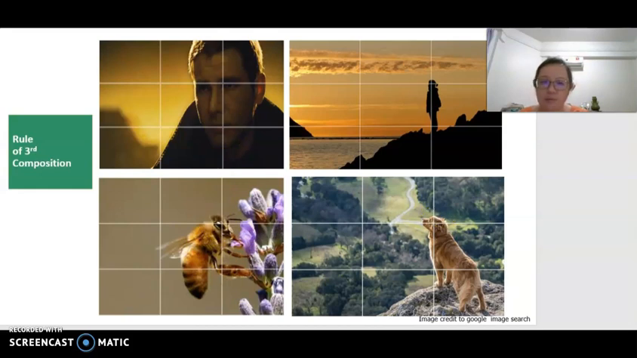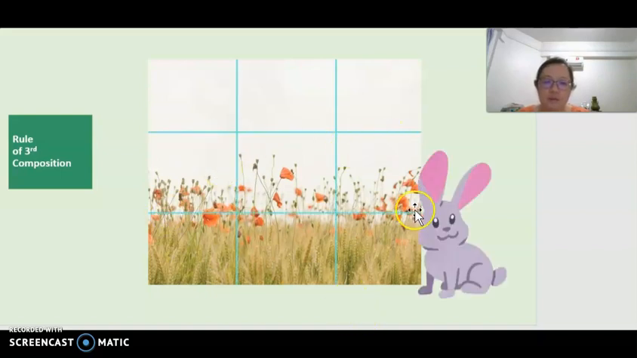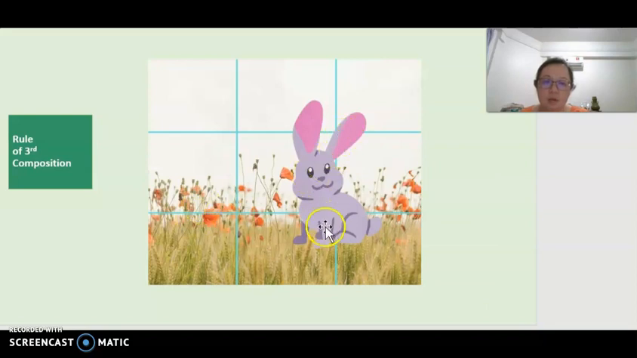So let's say I have a background like this, then the first thing I have to do is draw the four different lines to divide it into 9 areas before I put a certain image inside. So let's say if I want to put a rabbit into this background, first of all, I have to imagine there are 4 different lines here. Then only I put my rabbit somewhere near the intersection of the lines. So I can put my rabbit somewhere near here. Okay, so it's not in the center, but it's nearer to the intersection, so it presents a nicer picture than if I put my rabbit just in the center.